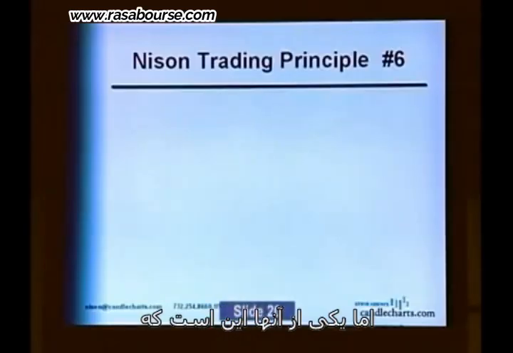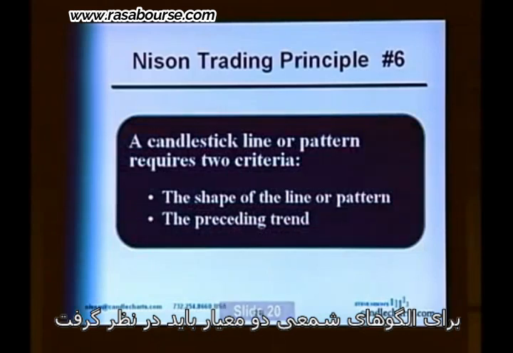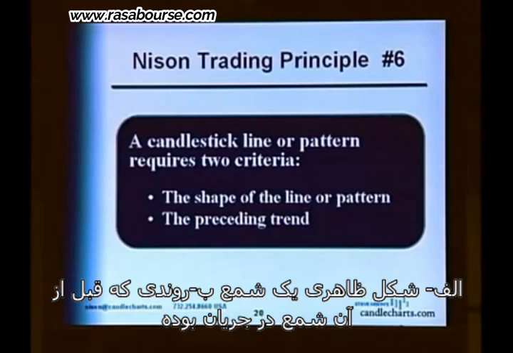We won't go through all of them, but one of them is that a candlestick line or signal requires 2 criteria. 1 is the shape of the candlestick line. 2 is the preceding trend.